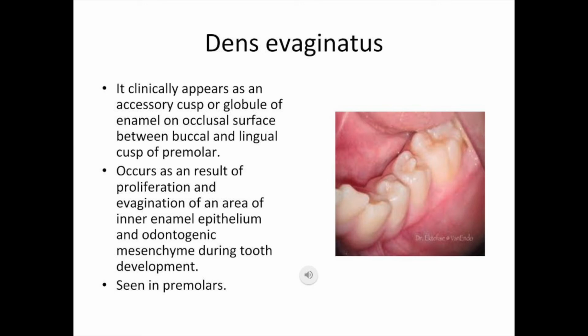Dens evaginatus. It clinically appears as an accessory cusp or a globe of enamel on the occlusal surface between buccal and lingual cusp of premolars. Occurs as a result of proliferation and evagination of an area of inner enamel epithelium and an odontogenic mesenchyme during tooth development, seen in premolars.